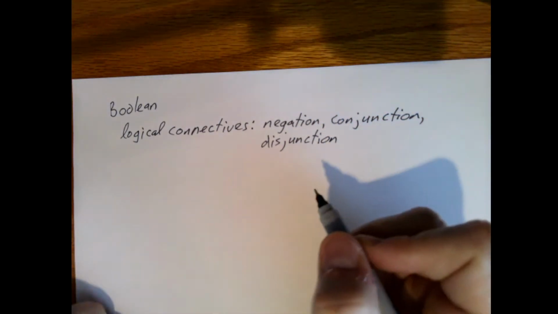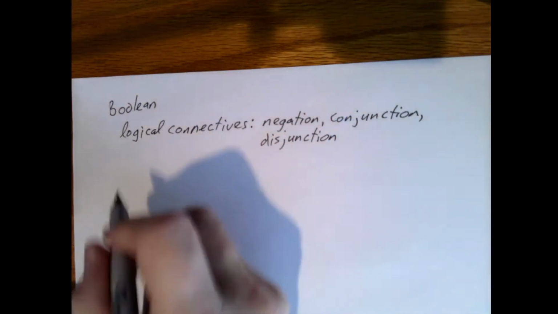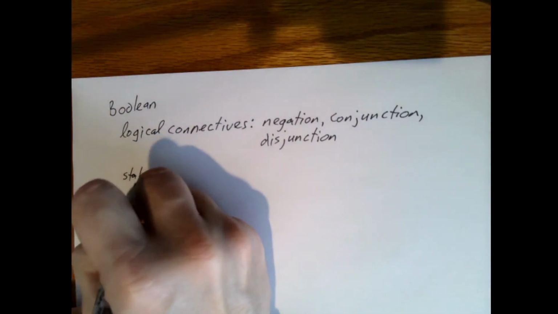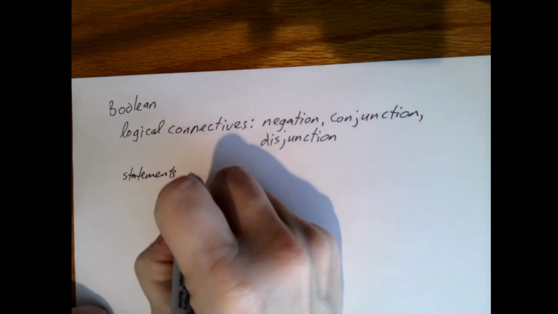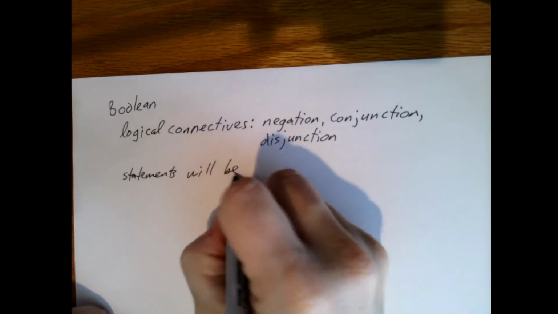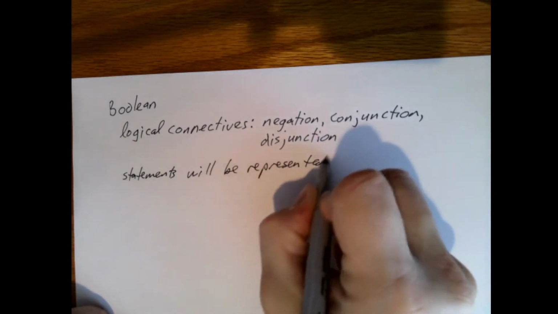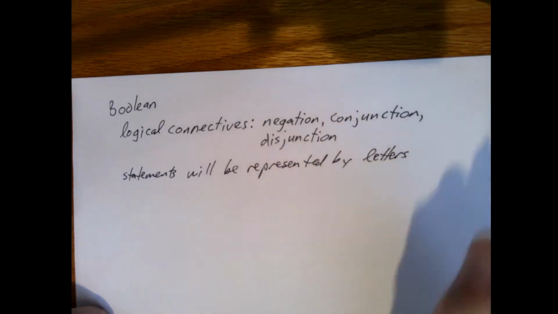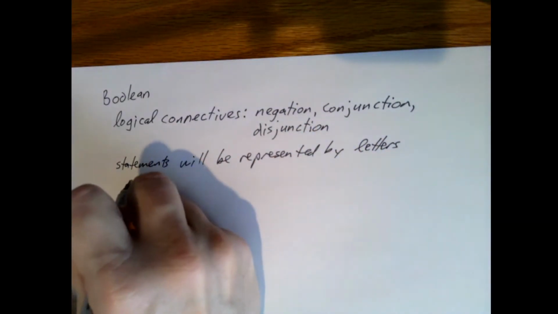Okay? So as we saw in the last video, we'll represent statements or propositions. Okay, statements will be represented by letters. To understand how each of these works, though, what we're going to produce are what are called truth tables.